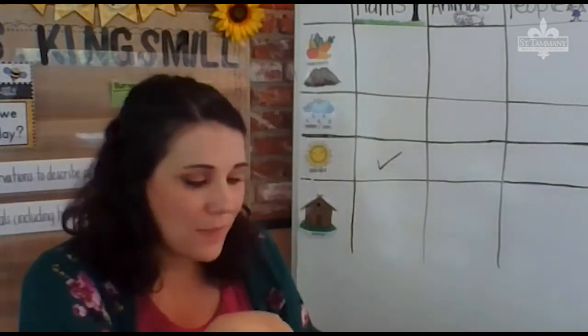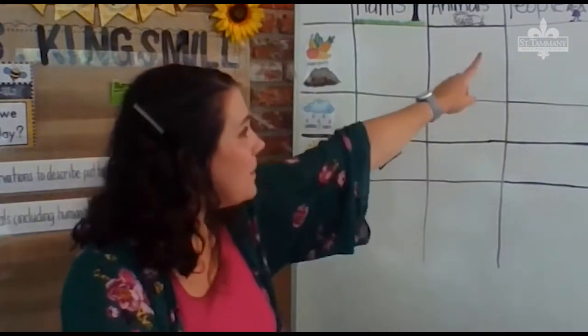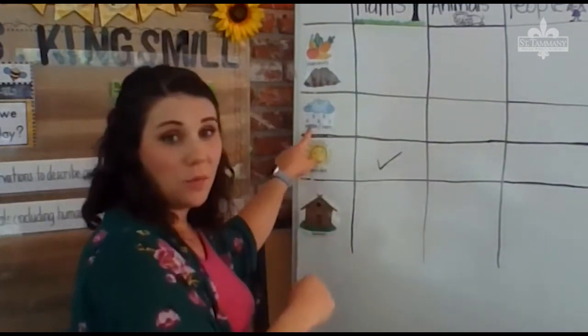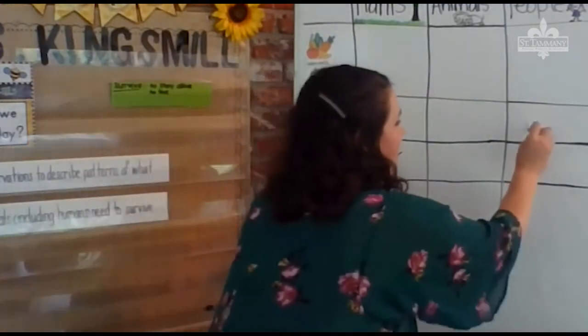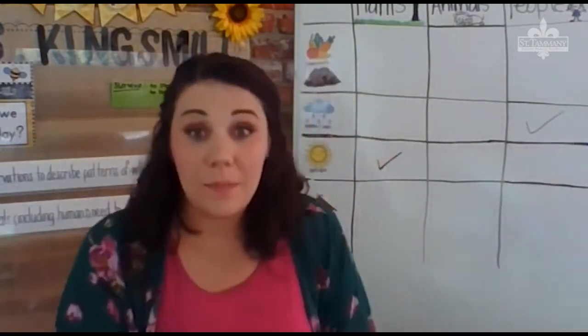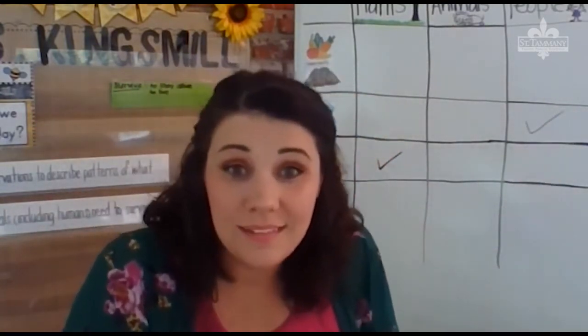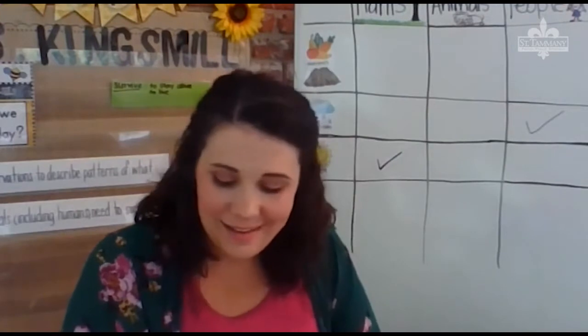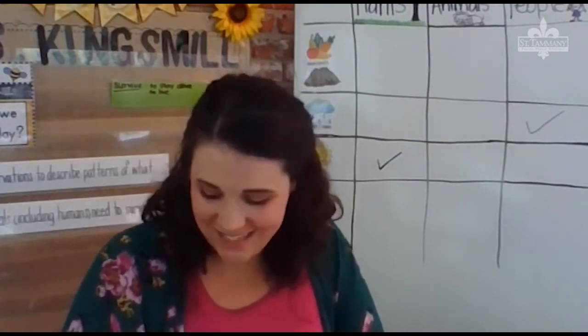So let's go ahead and find people on our chart. There's people, and here's water and rain. We'll make a mark here as well because we know that people need water in order to survive. That's right. You ready for another one?